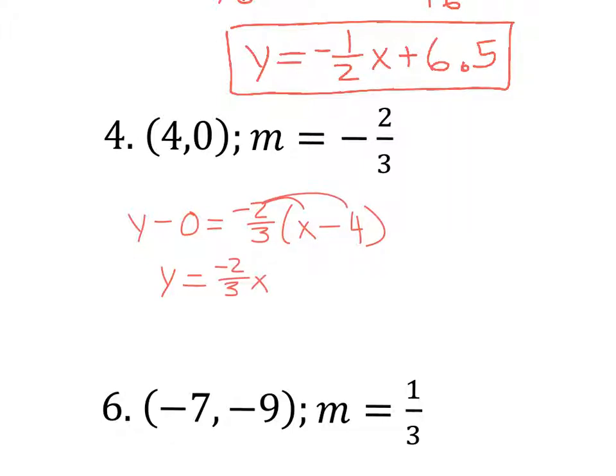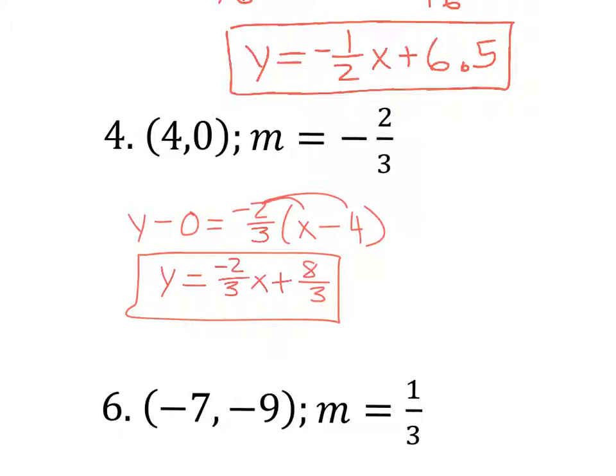And -2/3 times -4 is a little more challenging. We know a negative times a negative is a positive. Multiply the tops. So 2 times 4 is 8. And then 8 divided by the bottom, 3, is just 8/3. So it's going to just be 8/3. You can make that a decimal if you really want to, but 8/3 is fine. Okay, so that's writing it with the point and the slope.